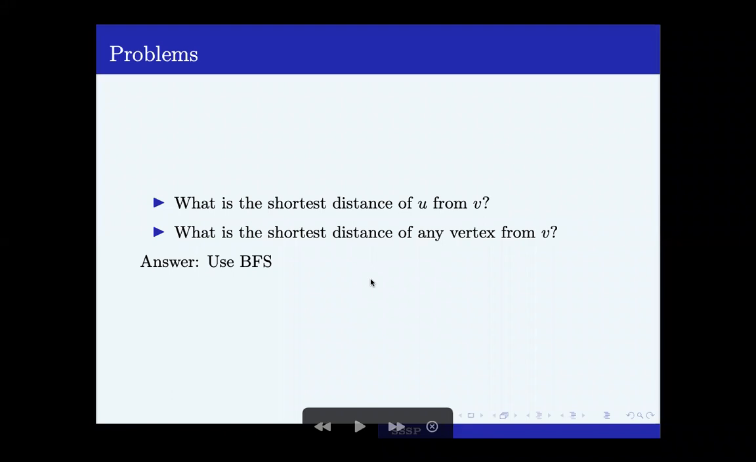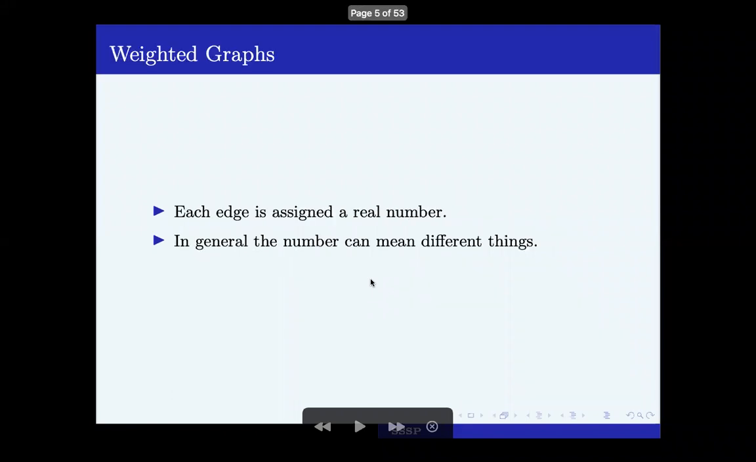But there can be more complicated graphs, namely weighted graphs. What is a weighted graph? Every edge is assigned a number, not an integer, a real number. In general, this number can mean lots of different things, but for this class, we will assume that these numbers indicate the amount of time taken to traverse that particular edge.